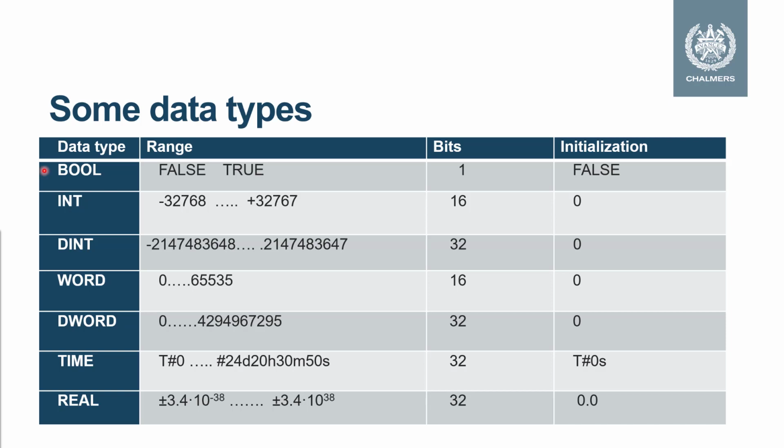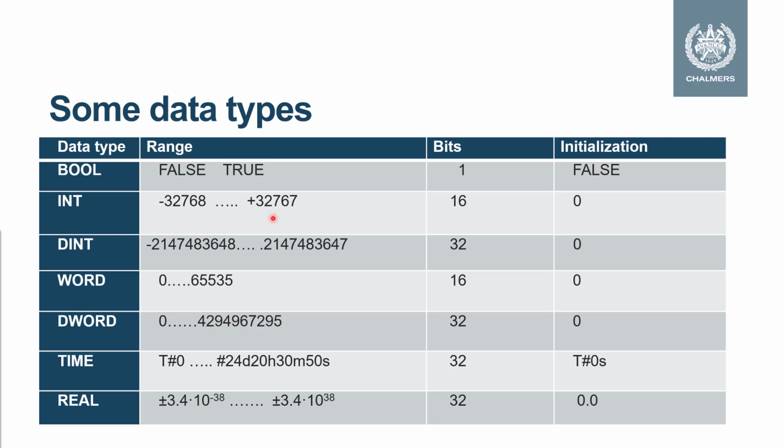The data type we have used the most in these films is the bool. It's true or false, and it only uses 1 bit in the memory. But we have also counted the number of pulses, for example. Then we needed to have an integer, a number without any decimals. Then we can use the int, 16 bits. Then we have both negative and positive numbers.